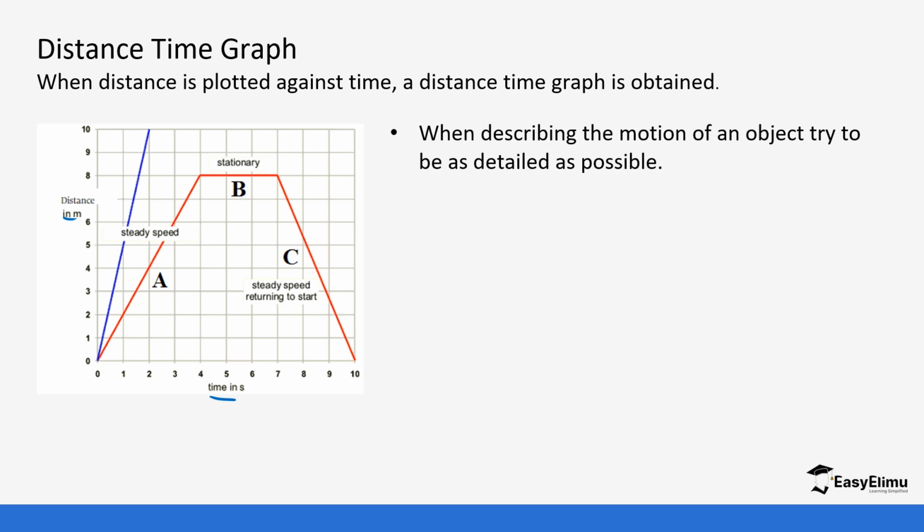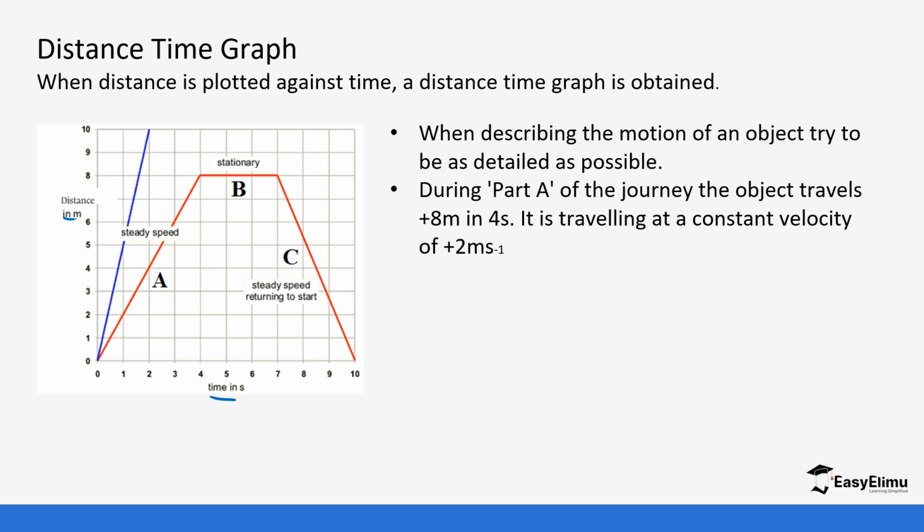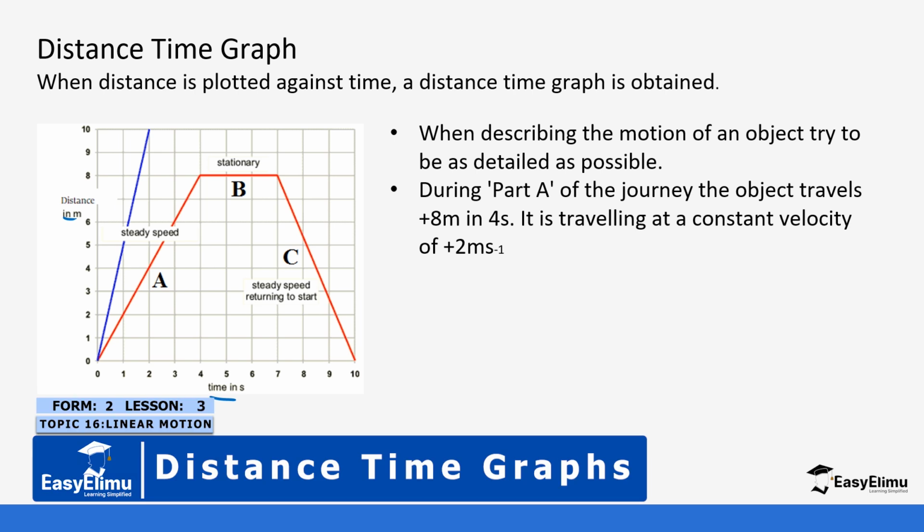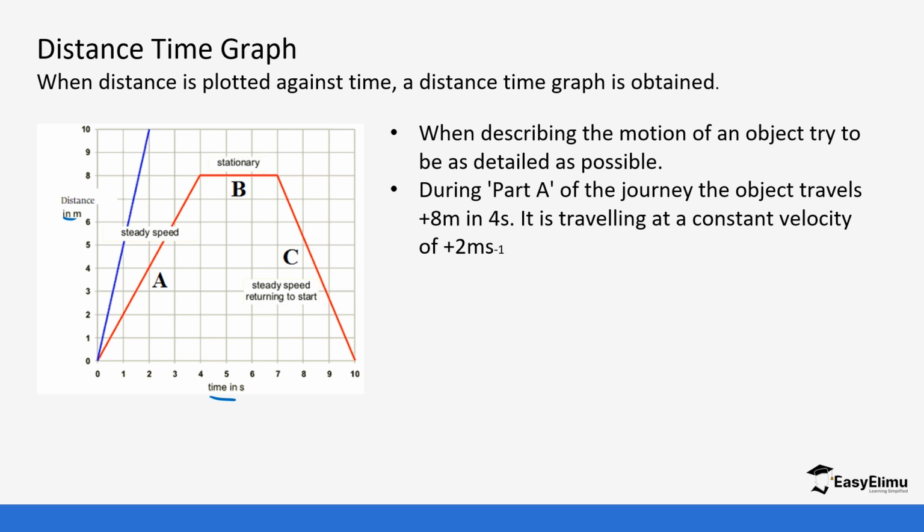When describing the motion of an object, you try to be as detailed as possible. Sometimes when you're interpreting the graph, you can be told to explain what happens from region to region. For example, during part A of the journey, the object travels 8 meters in 4 seconds, so it is traveling at a constant velocity of 2 meters per second. You can see from the graph that it has traveled 8 meters in 4 seconds.